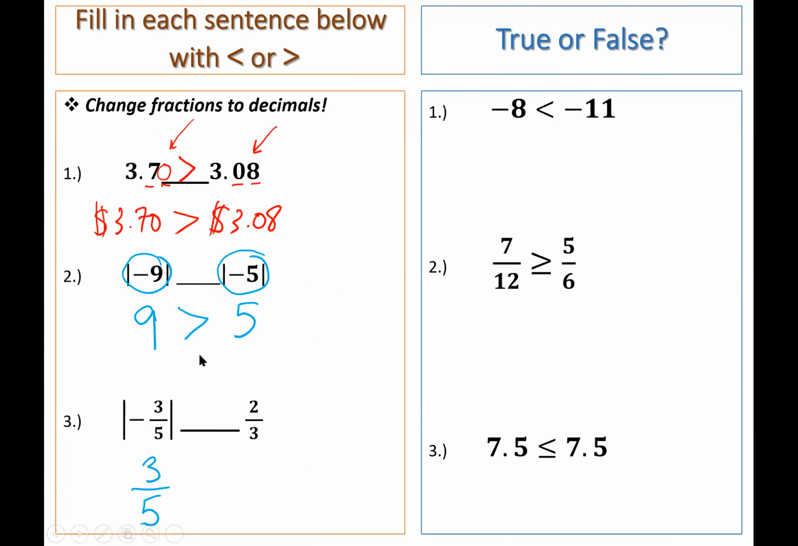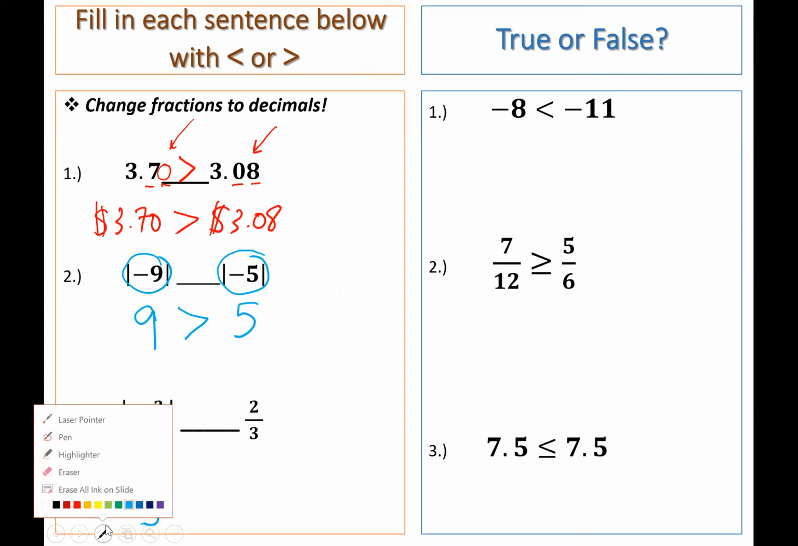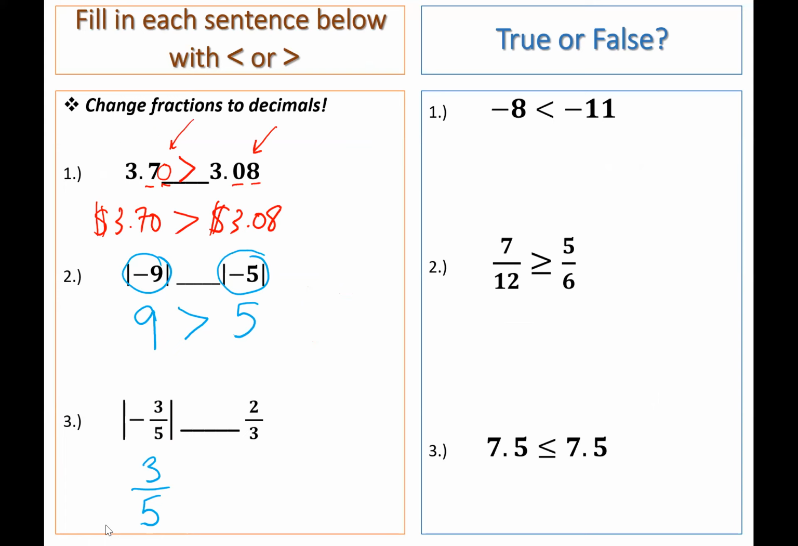So we just went through our first 3 examples, filling in the blank with less than or greater than symbols. And I believe we just came up with 3/5 being less than 2/3. Okay, let's move over to the next 3 examples. These are true-false questions, and they all have different inequalities. Notice some of them have this little line underneath that implies equals. We'll get to that. Let's start with number 1.